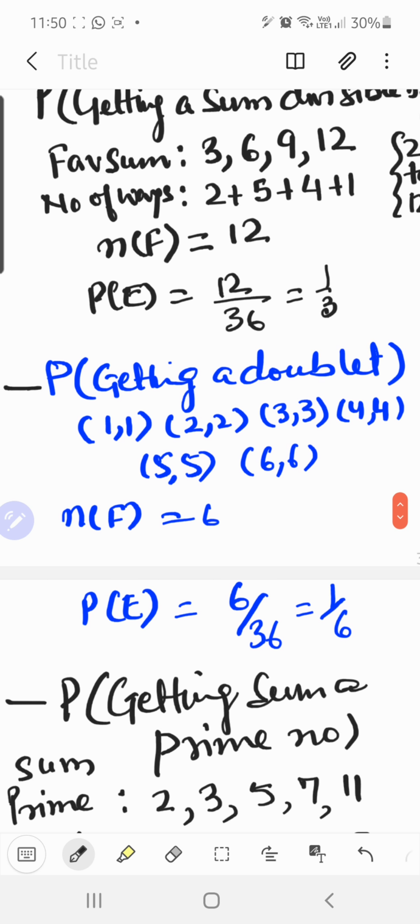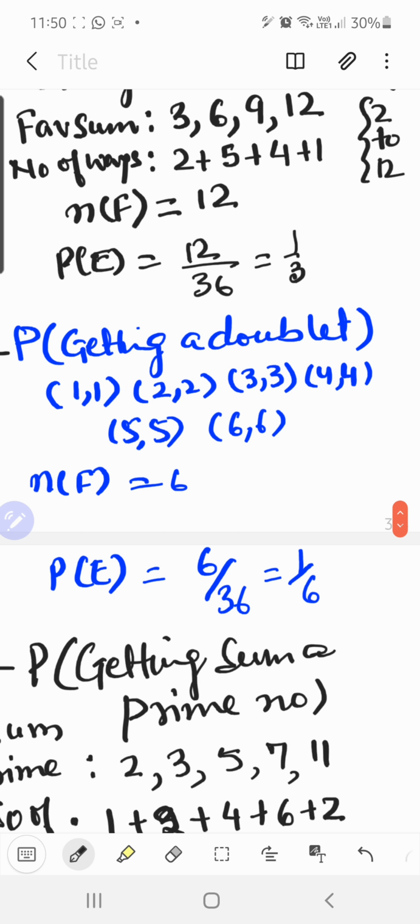Now, what is the probability of getting a doublet? First of all, you have to understand what is doublet. Doublet means getting same number on both the die. So, getting 1 and 1, 2, 2, 3, 3, 4, 4, 5, 5, 6, 6, all are considered as favorable, and total favorable will become 6. Therefore, the probability of the event is 6 by 36, that is 1 by 6.